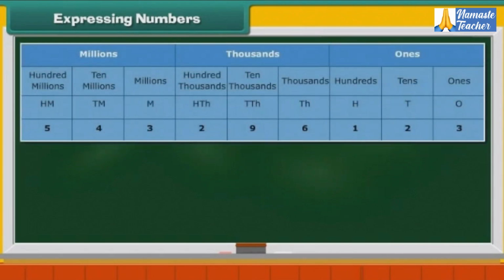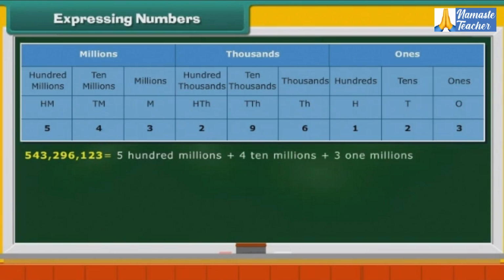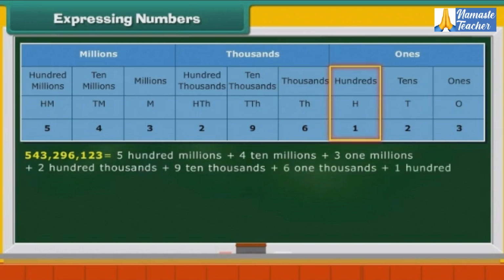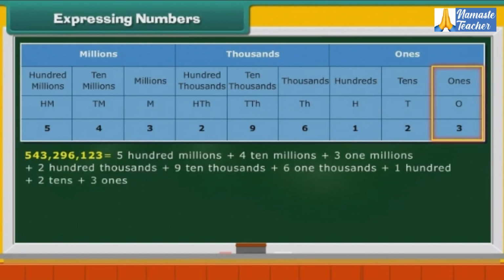First, we arrange the number in the International Place Value chart. 543,296,123 may be expressed in expanded form as 500 millions plus 40 millions plus 3 millions plus 200 thousands plus 90 thousands plus 6 thousands plus 100 plus 2 tens plus 3 ones.